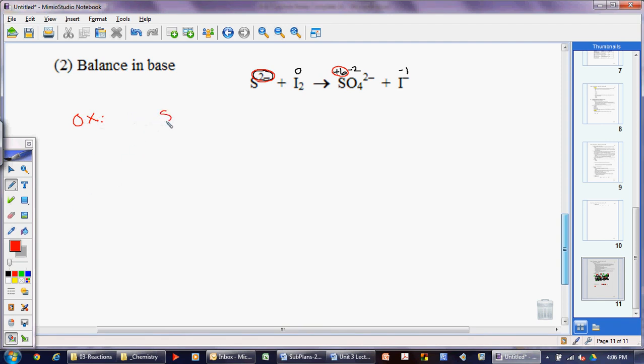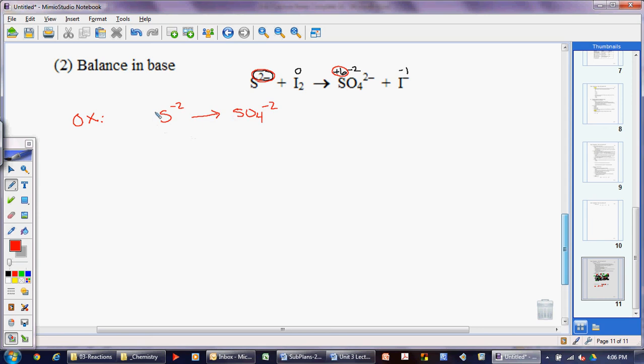So we've got sulfur going to SO4 with a -2 charge. Okay? We first check atoms to make sure that they are balanced, and they are balanced. There's one S on each side.